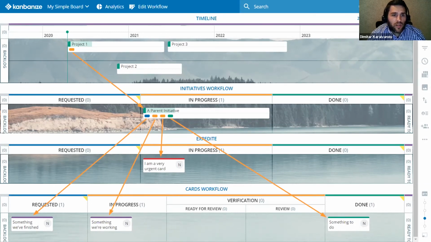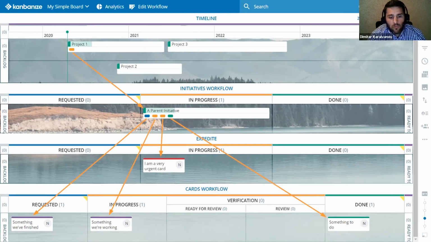So we have the project, it's being broken down into an initiative, and then the initiative is broken down into cards. When the first card somewhere here is started, then this initiative is started, and then this project 1 is started, all automatically. When a project is started, it's moved to today. So I started this project today, and we will track the progress for each of the layers automatically. This is one board, 3 levels of work.